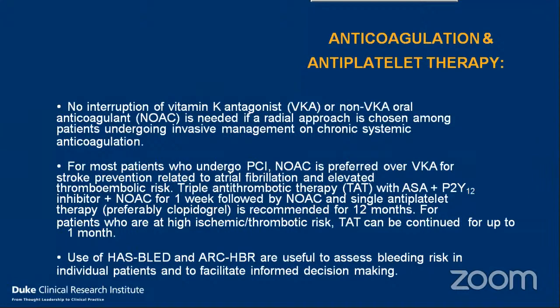With elevated thromboembolic risk, triple antithrombotic therapy with aspirin, P2Y12 inhibitor, and NOAC for 1 week, followed by NOAC and single antiplatelet therapy, preferably clopidogrel, is recommended for 12 months. For patients at high ischemic thrombotic risk, triple antithrombotic therapy can be continued for up to 1 month. Use of HAS-BLED and ARC-HBR is useful to assess bleeding risk in individual patients to facilitate informed decision making.